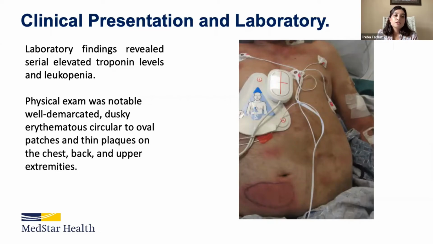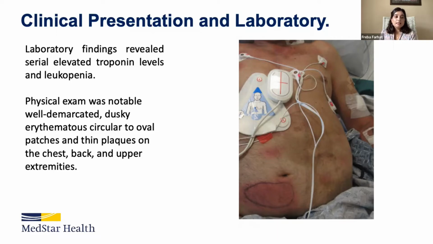And so just to note that his lab findings revealed elevated troponin levels and a leukopenia. His physical exam was notable for well demarcated, but these sort of dusky erythematous, some circular, some ovoid patches, and very thin plaques across the chest, back, and upper extremities. And as I mentioned, he had some mild erythema on his thighs, but otherwise nothing as prominent as we can appreciate here on his chest and abdomen.